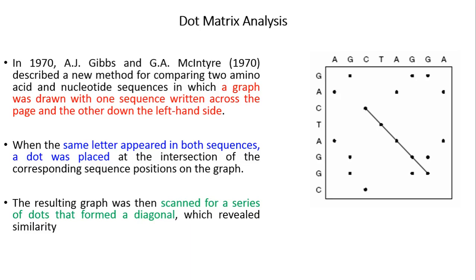In this method of comparison, you are supposed to draw a graph with one sequence. In this case, we are considering nucleotide sequences. You write the first sequence being compared across the page, and the other sequence being compared down the left hand side of the page. Whatever matrix is generated in this way is called a contact matrix. Whatever space is generated between these two sequences, we call it a contact matrix. Why do we call it a contact matrix? I will let you know in a while.